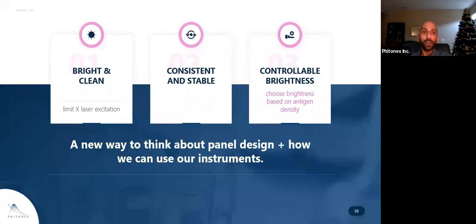All right, so I've talked about how NovaFluors are bright and clean. I've talked about controllable brightness, but another requirement for a good label is going to be consistency and stability.